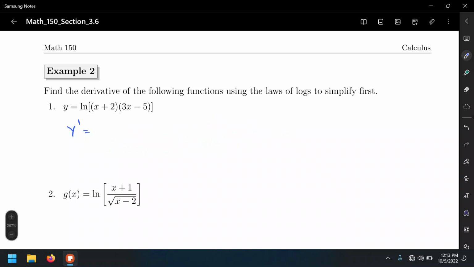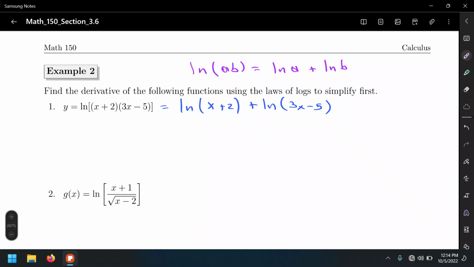So instead, we're going to take some time to expand these logarithms and write this logarithm of a product as a sum of two logarithms. In other words, ln of (x plus 2) plus ln of (3x minus 5). And this is following the product rule of logarithms. The natural log of a product in the argument, that's the natural log of a plus the natural log of b. Check these two functions that we're about to differentiate. It's a lot simpler to take the derivative of ln of (x plus 2) and the derivative of ln of (3x minus 5). So let's find the derivative.